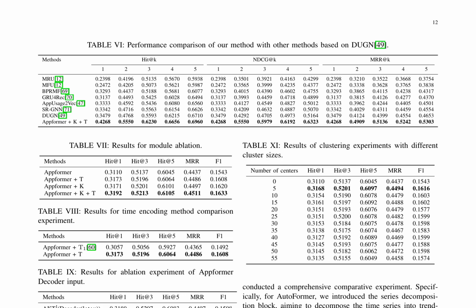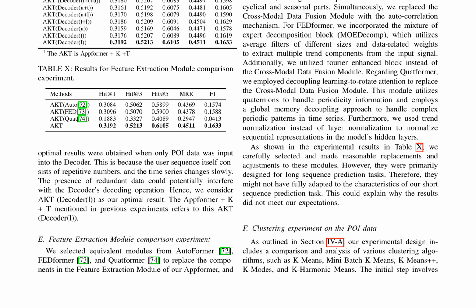Additionally, the authors conduct a feature extraction module comparison experiment by replacing the components in the feature extraction module of Appformer with equivalent modules from Autoformer, Fedformer, and Quatformer. However, the results do not meet expectations, possibly due to these modules being primarily designed for long sequence prediction tasks and not fully adapting to the characteristics of the short sequence prediction task.